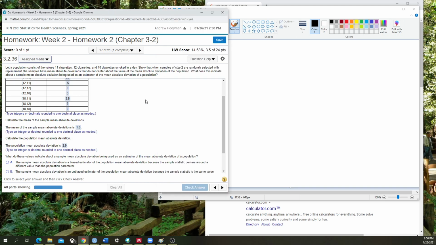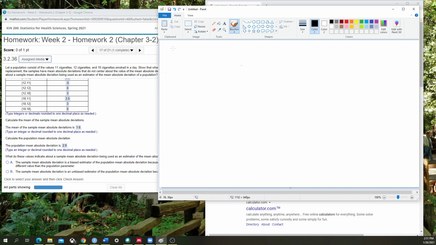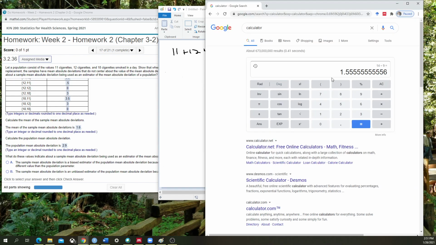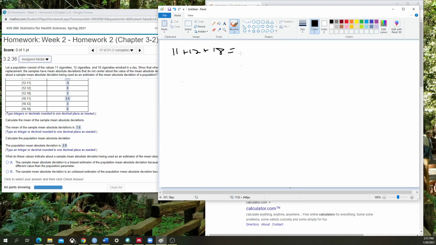So essentially what we know is that we have our population mean here. All right, so we're going to take 11 plus 12 plus 18, which equals 41, divided by 3. 41 divided by 3 equals 13.66, we'll say 13.67, just to make it a little easier.